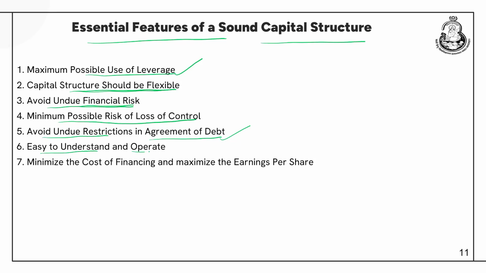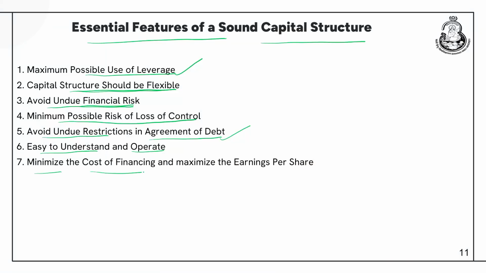Easy to understand and operate. Now sometimes a company might use multiple sources of securities for raising funds. They might be using equity, preference shares, money market instruments, bonds, debentures, bank loans. So sometimes evaluating risk and return of all the securities becomes a bit difficult, right? So it makes the capital structure a bit complicated. So the company should use multiple sources, but it should not use too many sources of funds and make the capital structure more complicated.